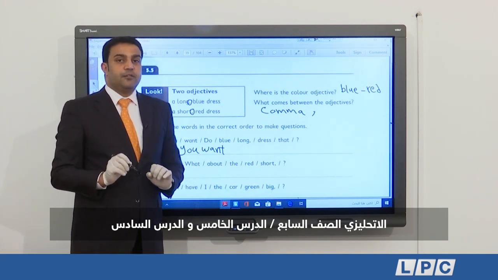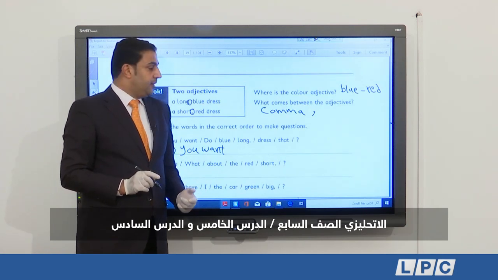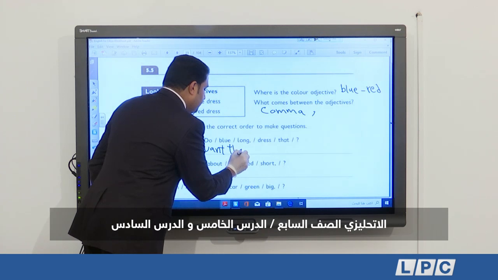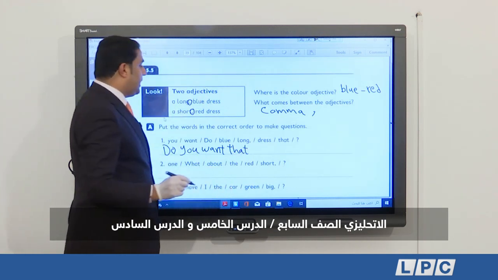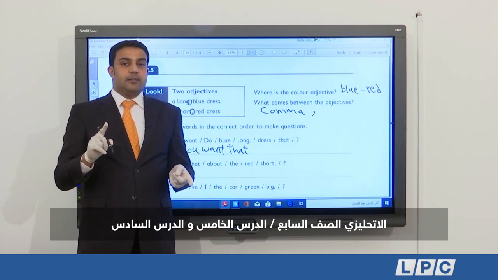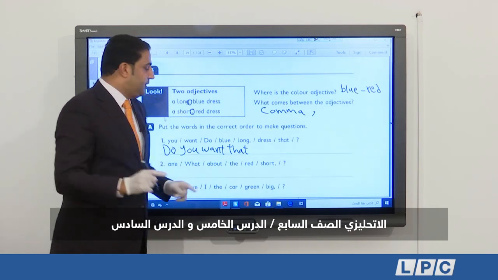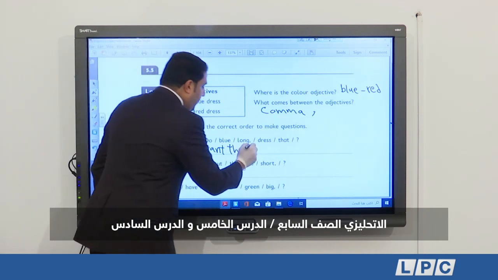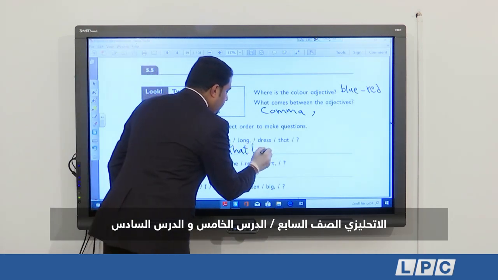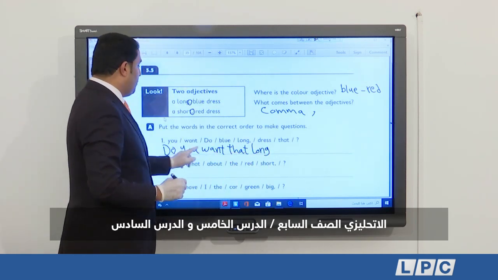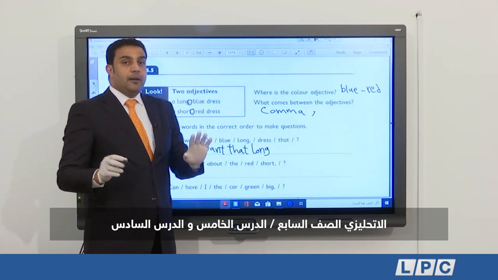Demonstrative adjective. Where's the demonstrative adjective here now? That, excellent. Do you want that? What did we say tomorrow? We said we bring the size before. Size, very good. So where's the size word? Long, very good. Long is the size word. So do you want that long?